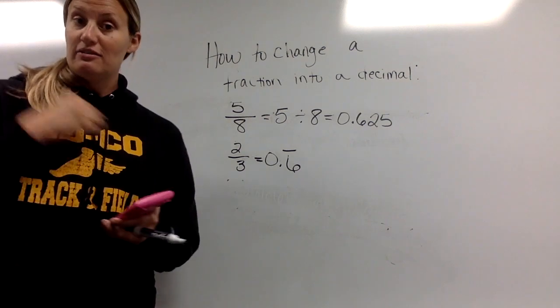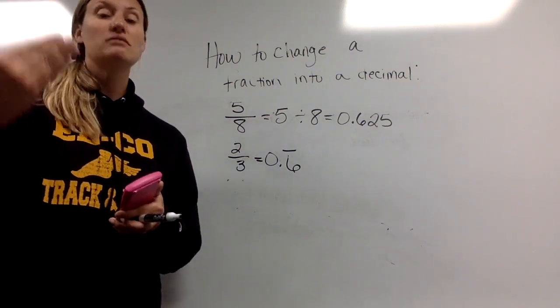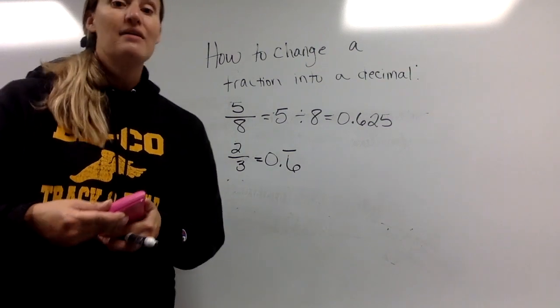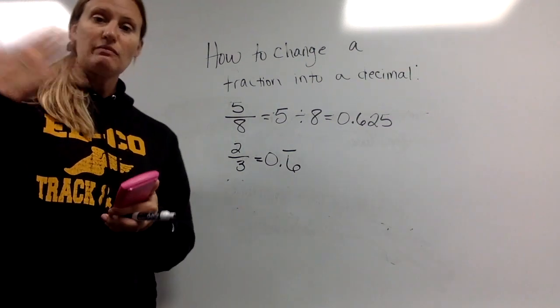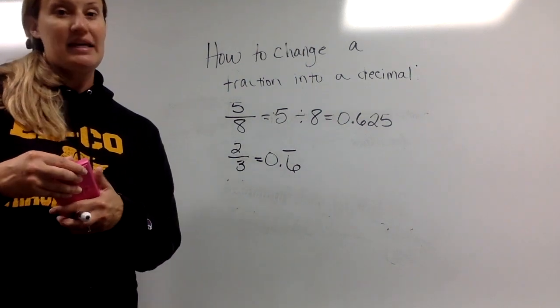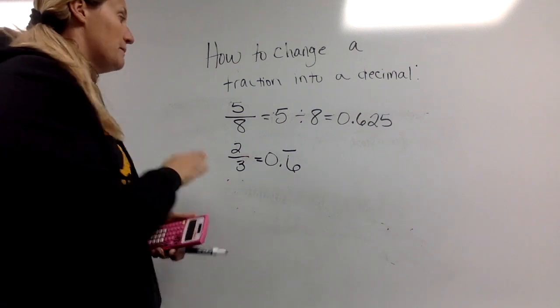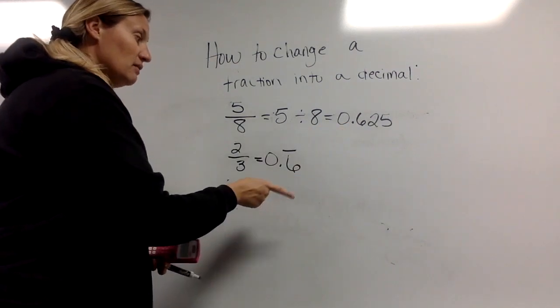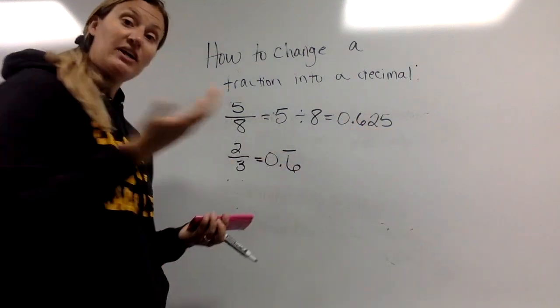That's why some repeating decimals are good to get memorized. 1/3 is 0.3 repetend. 2/3 is 0.6 repetend. 1/9 is 0.1 repetend. So if you can memorize some of those, it does make it easier. Or if you do the calculator, it kind of jogs that memory. But you will either get a terminating or a repeating decimal. You take the numerator divided by the denominator, and you have your decimal.